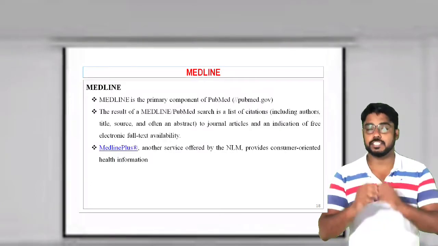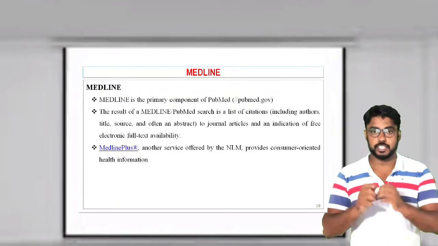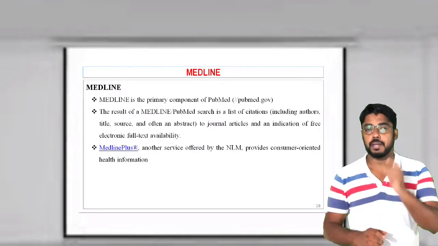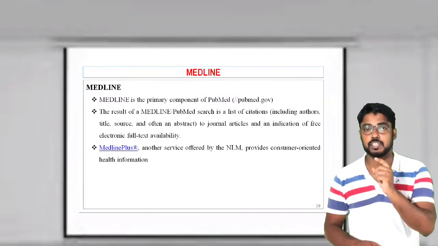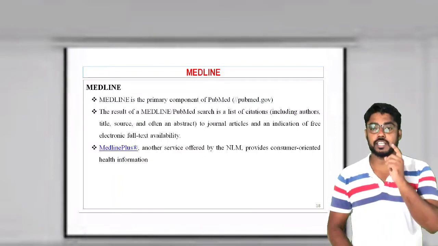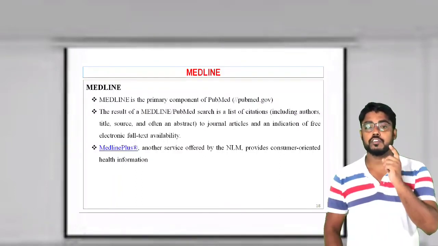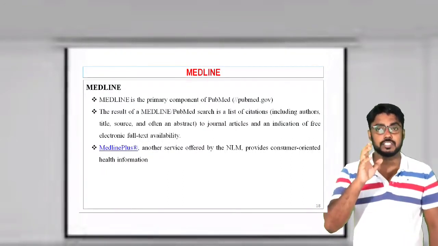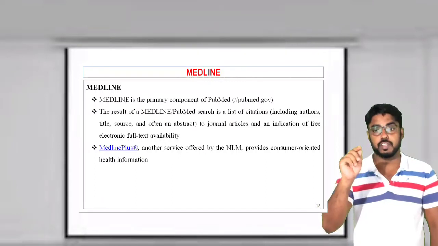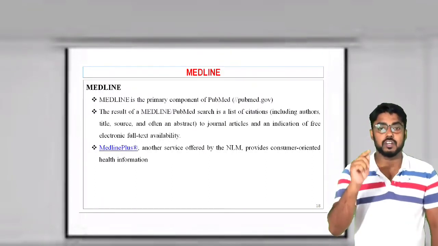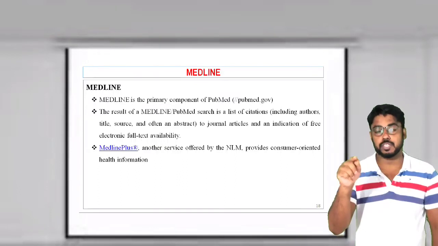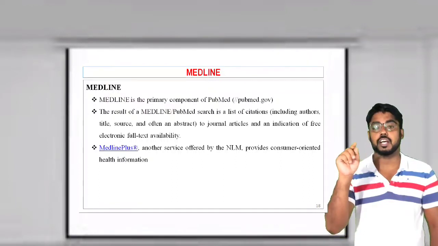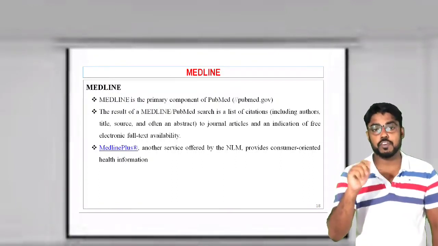Medline is the primary component of PubMed, and the result of a Medline search is a list of citations to journal articles and an indication of free electronic full text availability. The citation will include the author, title, source, and often an abstract.